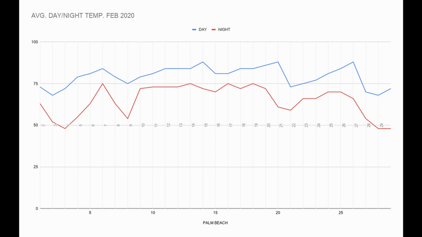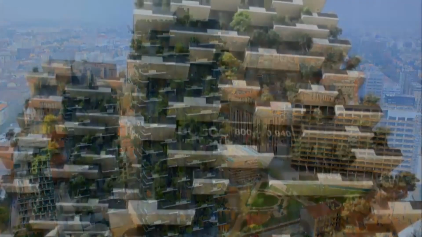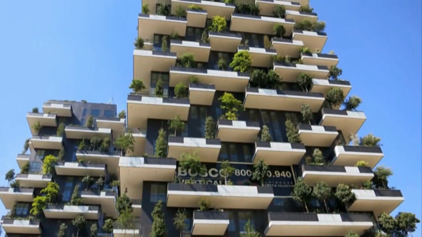Finally, what are some ways we can help to mitigate the negative impacts of the urban heat island effect? Number 1, green infrastructure. Now, more than ever before, there is a big focus on green infrastructure.